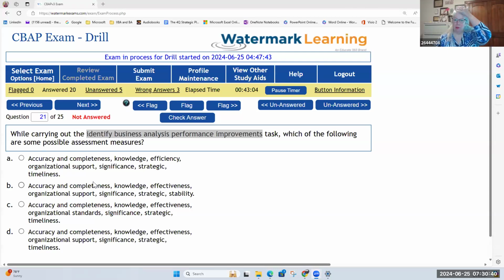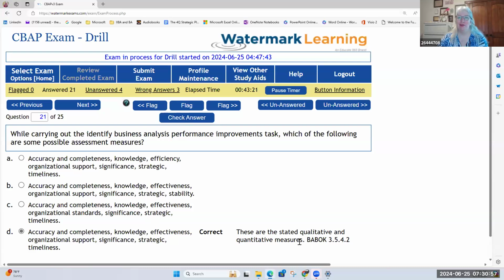Okay, we've got a couple of answers now. I got 2 Cs, looks like, and there's a D with a reference 3.5.4. It's right. It's there. These are the stated qualitative and quantitative measures for this task. So whenever we're working on this task, these are the things that we need to be able to consider. Very good.